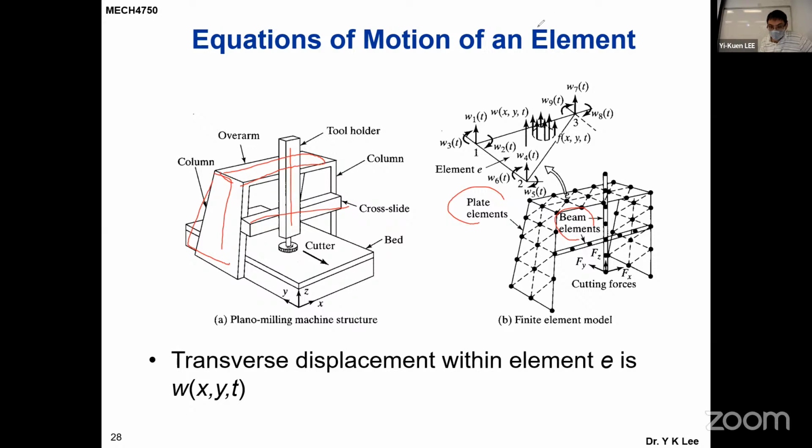And then of course for each node, we describe the corresponding displacement. In general, displacement can be three-dimensional, like U, V, W. They're three-dimensional, so we use this to describe it.